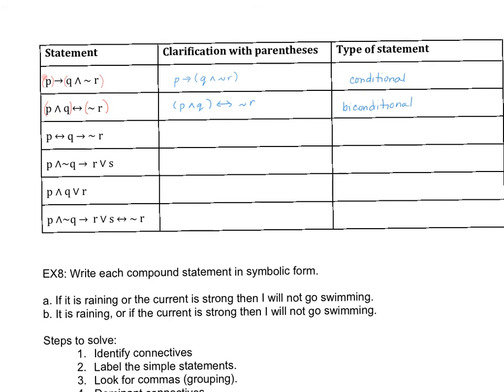Third row down, P if and only if Q, arrow not R. So if P, if and only if Q. No, that sounds weird. So what I need to do is add in my grouping symbols. Dominant connective, I see the double arrow, the biconditional. So I'm going to break this up on either side. I like the red better. And I note that P doesn't need the parentheses. Double arrow, parentheses around if Q, then not R. So this is a biconditional.